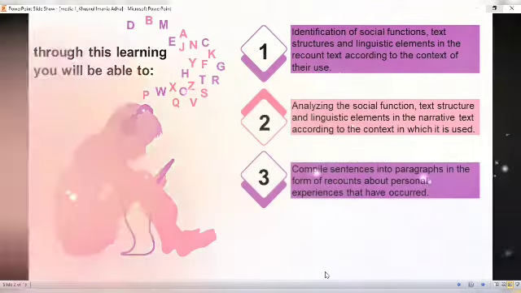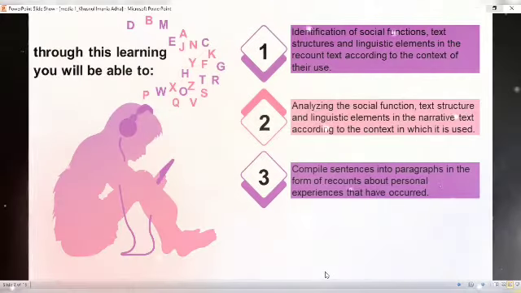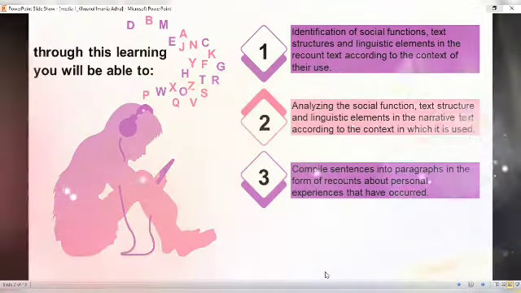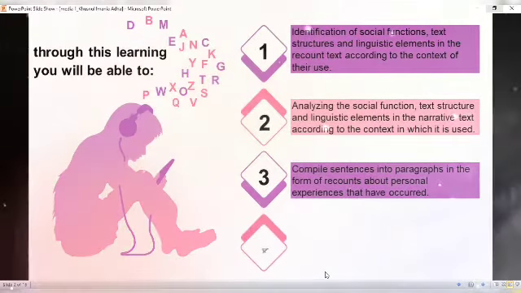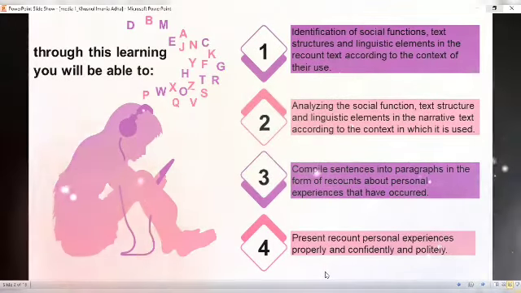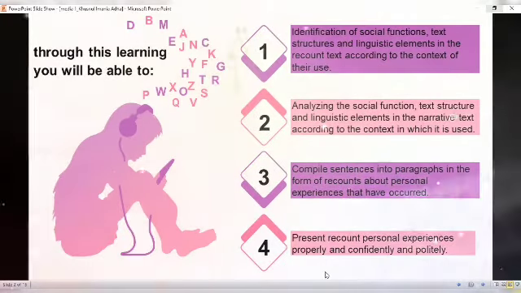Number 3, compile sentences into paragraphs in the form of recount text about personal experiences that have occurred. Number 4, present recount text experiences properly, confidently, and politely.